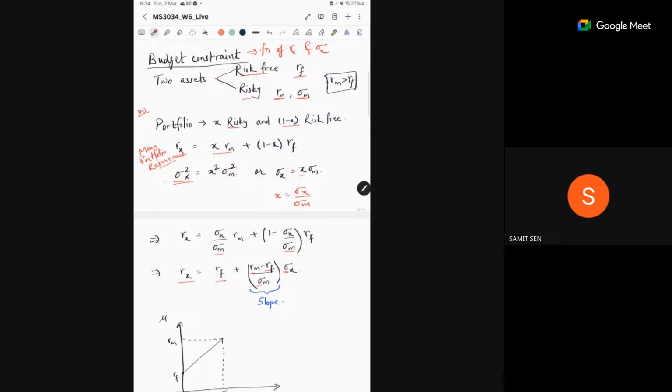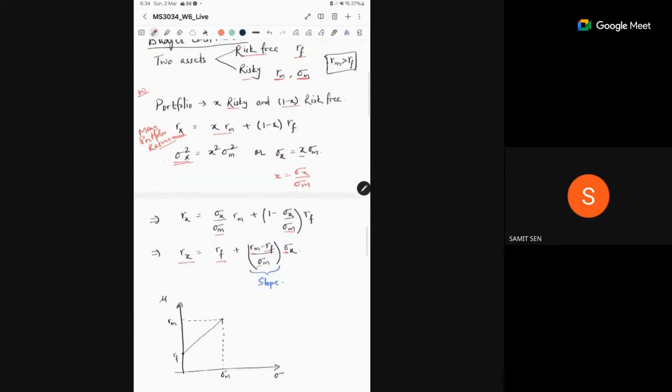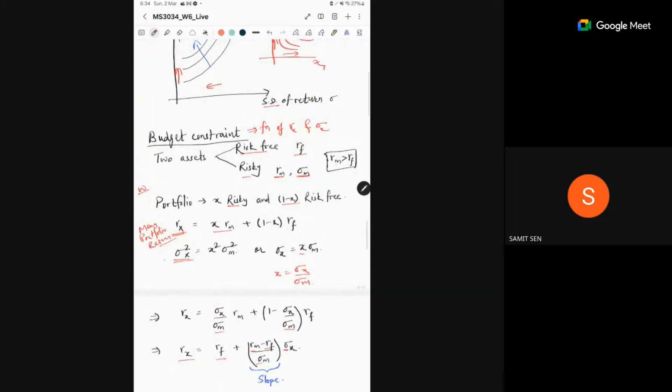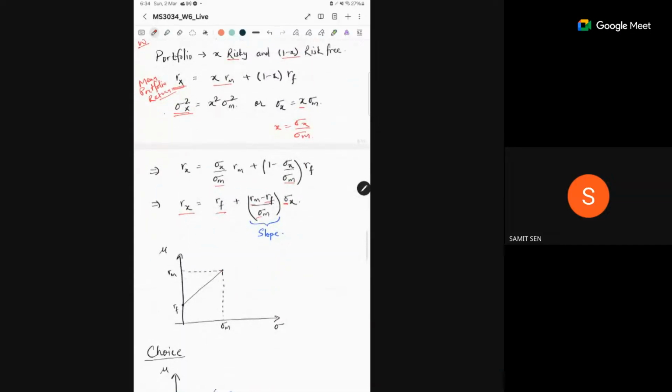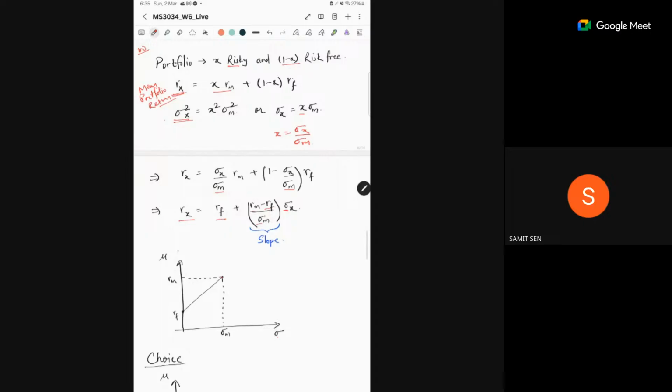So I got an equation which has a positive slope. How do I know that? Because as I discussed earlier, Rm is greater than Rf. That means this slope is positive, so this is a line with a positive slope. Now how do we draw that? If sigma x is 0, then what is Rx? Rx equals Rf, correct? So this one point will be this.